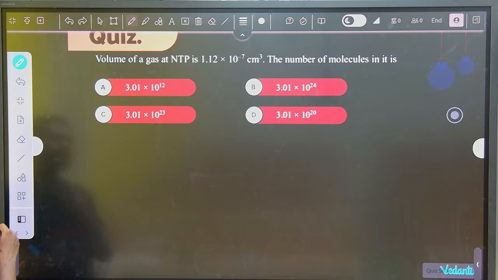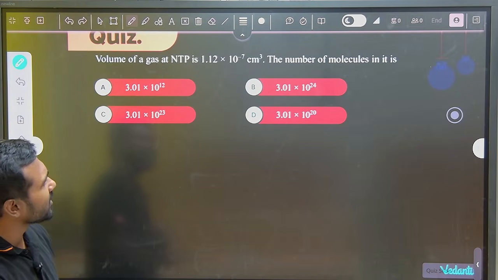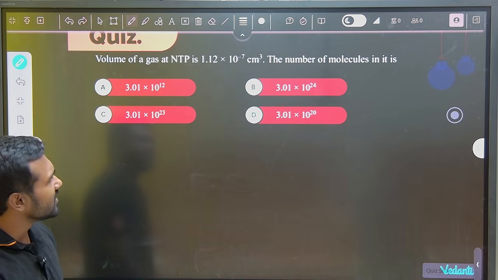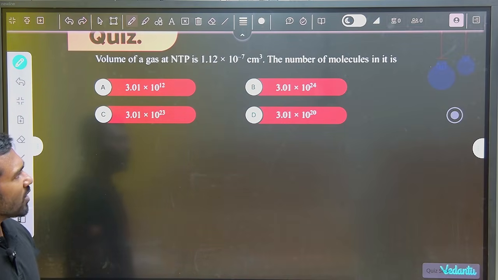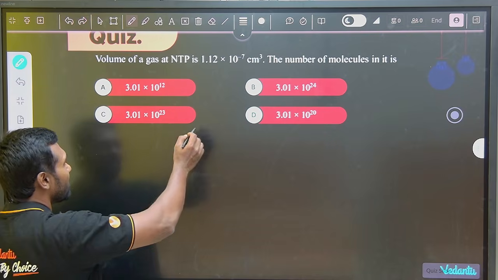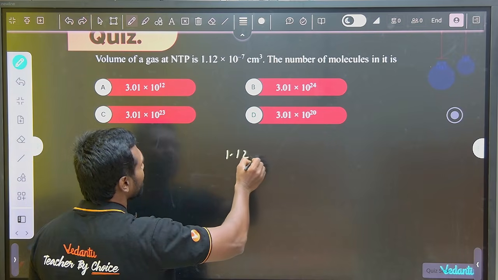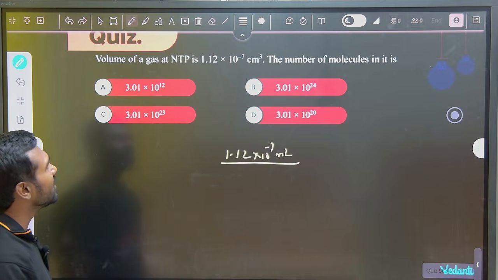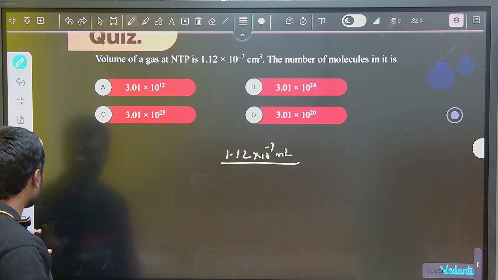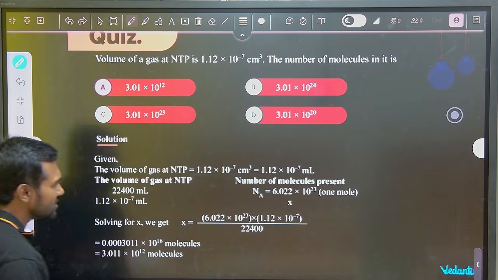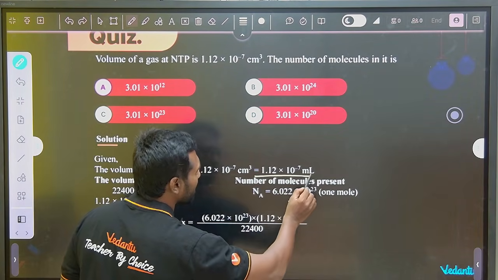Okay, the volume of gas at NTP is 1.12 into 10 power minus 7. Find the number of molecules in it. We know that 1 mole of any gas will occupy 22.4 liters. Here the volume is given in ml, 1.12 into 10 to the power of minus 7 ml, and this is at NTP.